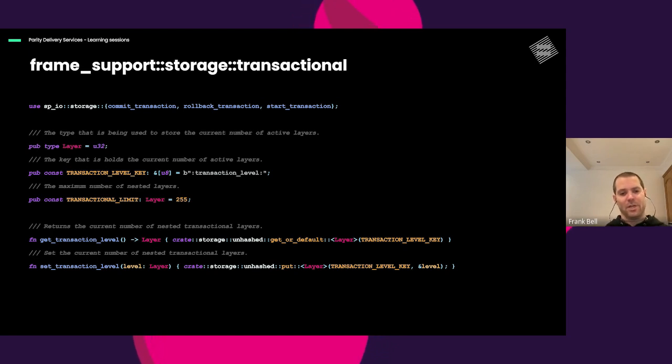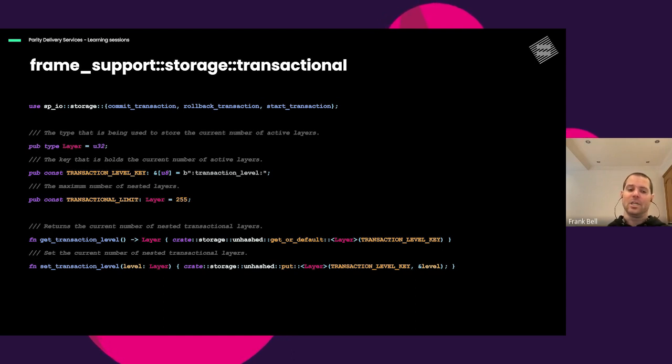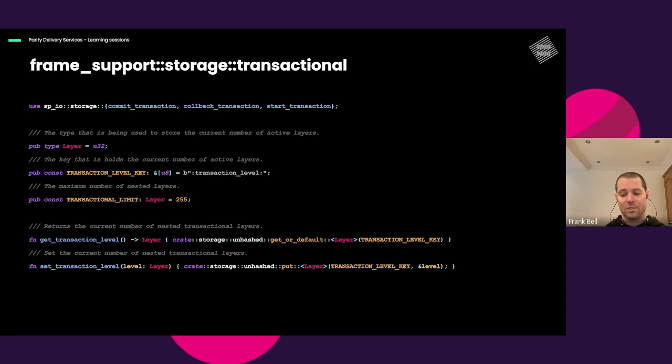And if you look at these two definitions below, you can see that as we create a new storage layer or a new transaction layer, all it's going to do is update the storage using the unhashed module again, and then put some value into storage. So incrementing will just get the current value, increment it by 1, and put it into storage. So you can imagine that as layers get stacked up, it's going to be reading and writing storage to keep track of where we are in the stack of transactions.